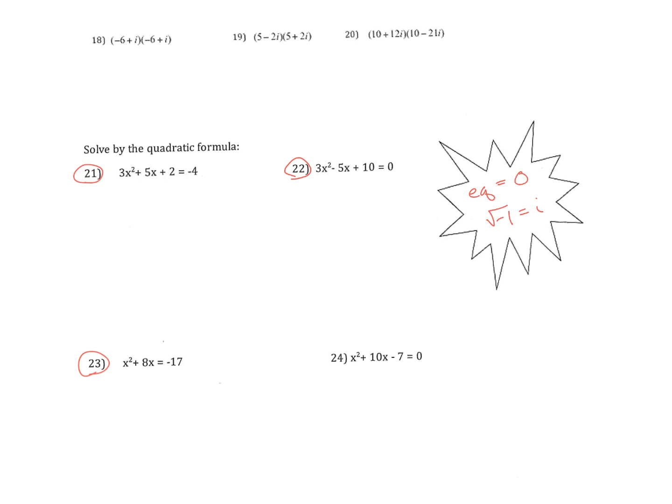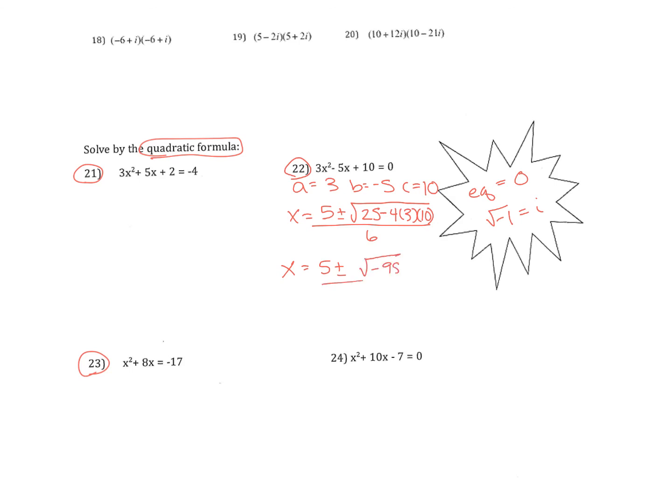This one starts off very much like the problems we've been doing. My a is 3, my b is negative 5, my c is 10. And again, my quadratic formula is x equals negative b, negative 5 is positive 5, plus or minus the square root of negative 5 squared, which is 25, minus 4 times 3 times 10, all over 2 times 3, which is 6. So to continue on, I get 5 plus or minus. Now 25 minus 120 would be negative 95. So this is the square root of negative 95 over 6.